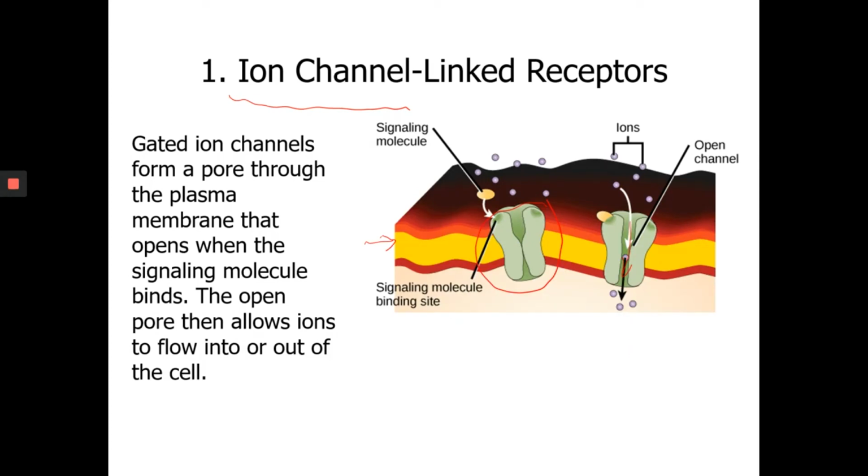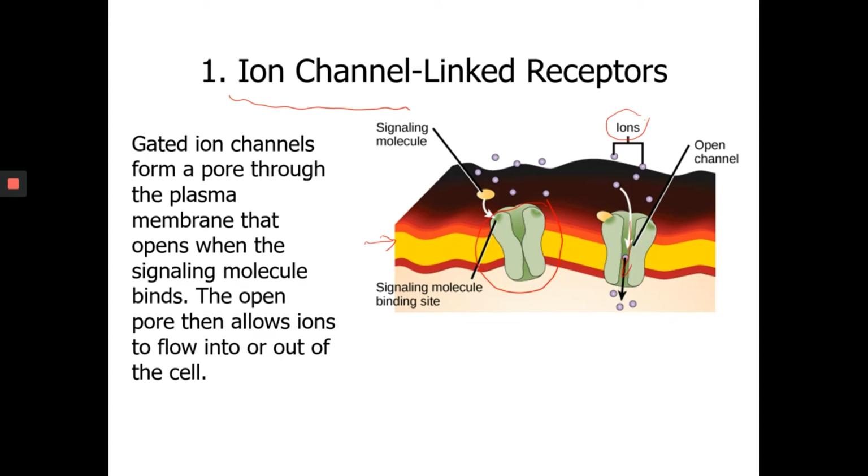A couple of things. We know ions carry charge, whether negative or positive, but they're definitely polar, so they can't cross the cell membrane. They have to pass through a protein channel to enter or leave the cell. That's the first thing.